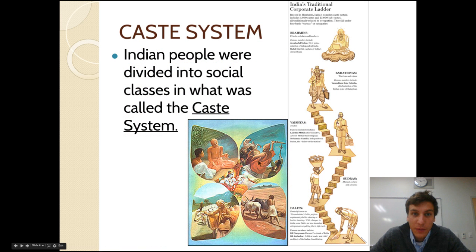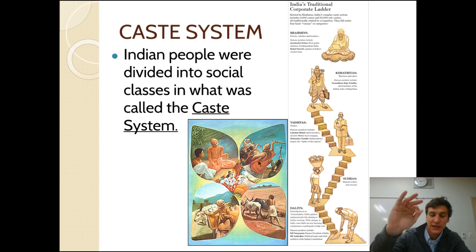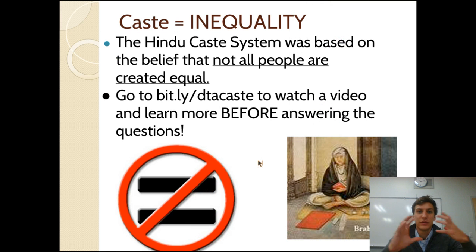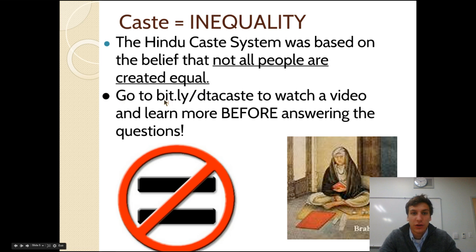Hindus also believe that people were divided into social classes in what was called the caste system. And the caste system divided people into who's on top, who is at the next level, and so forth, until you get to the people who are all the way at the bottom. So the caste system really institutionalized inequality. It was based on the belief that not all people are created equal. And if not all people are created equal, this means that some people can be treated in an unfair and unequal way.